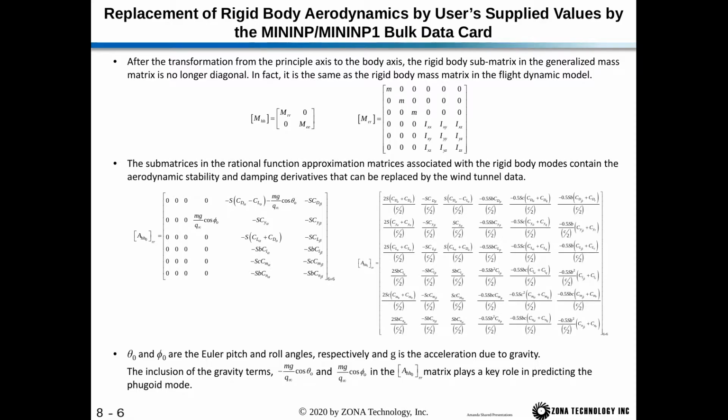Now if you do not include the min-IMP or the min-IMP1 bulk data card, ZAERO of course will calculate all of these terms for you and use the ZAERO calculated terms. But if you have the wind tunnel data or CFD data available, you can specify these coefficients and ZAERO will replace the terms in these matrices with the data that you provide.